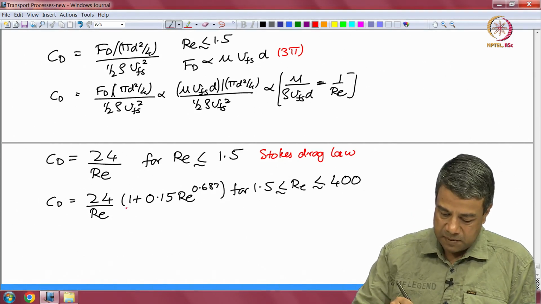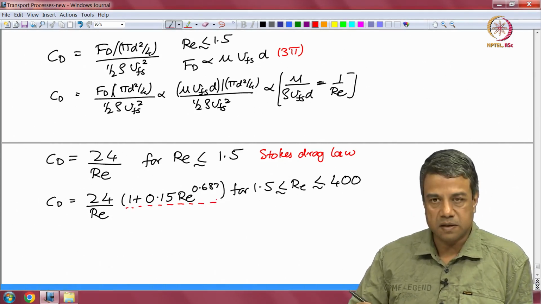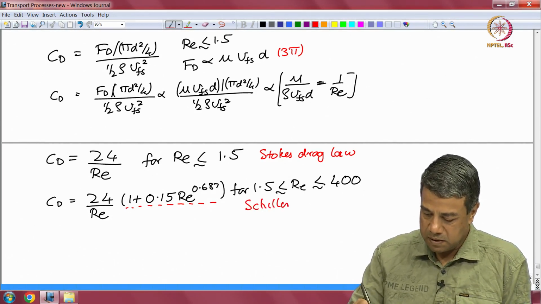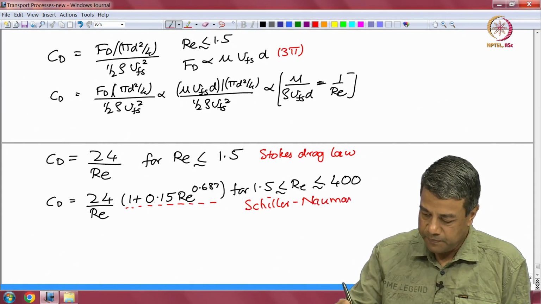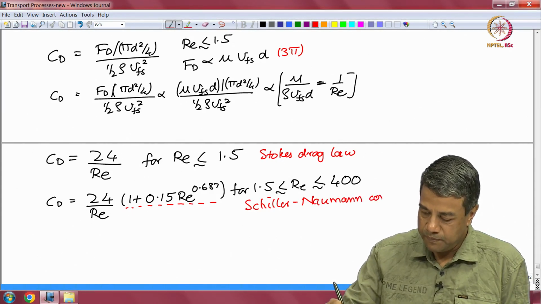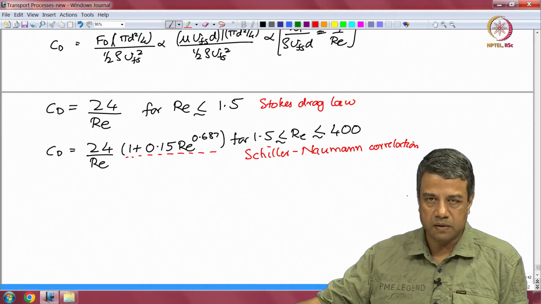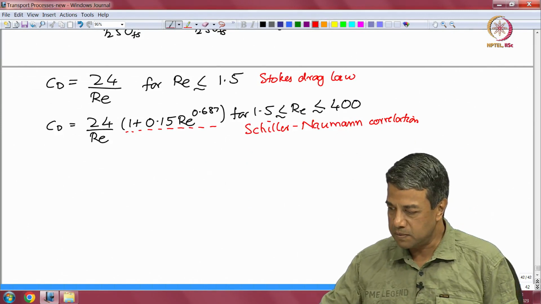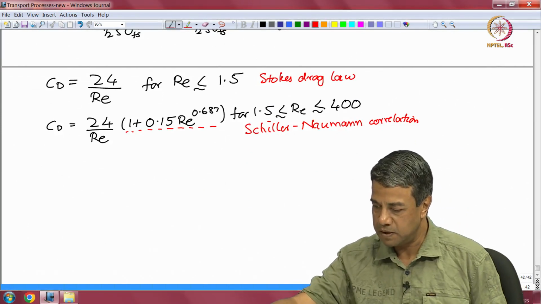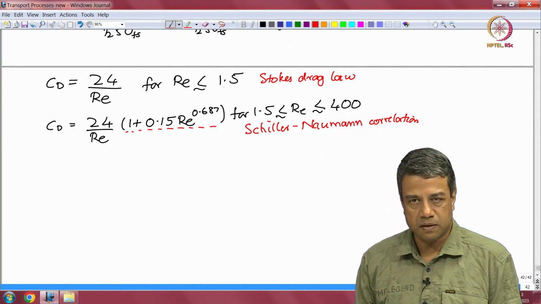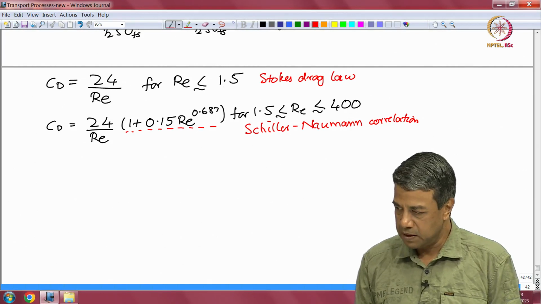This is almost the same except that it has this inertial correction, and this is called the Schiller-Naumann correlation. This works reasonably well up to a Reynolds number of about 400.